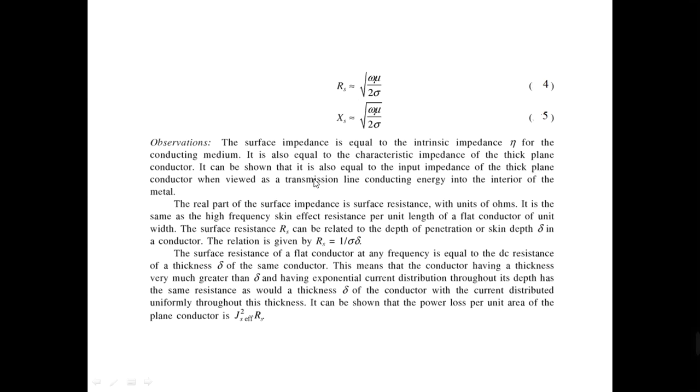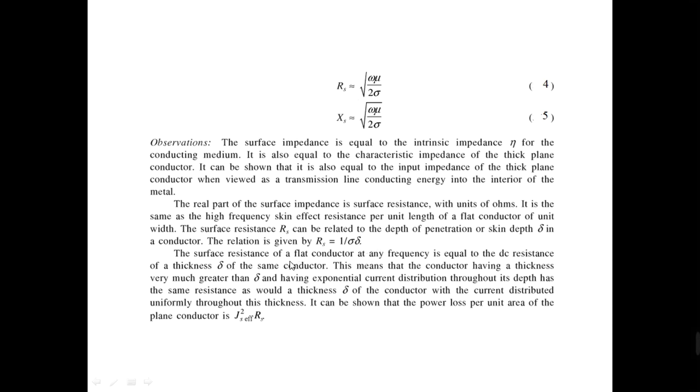And it can be shown that it is equal to the input impedance of the thick plane conductor when viewed as a transmission line conducting energy into the interior of the metal. Okay, so here the surface impedance can also be rewritten as Rs is equal to 1 by sigma into delta. Here delta is nothing but the depth of penetration, or it is called the skin depth, where it is equal to root of 2 by omega mu into sigma.